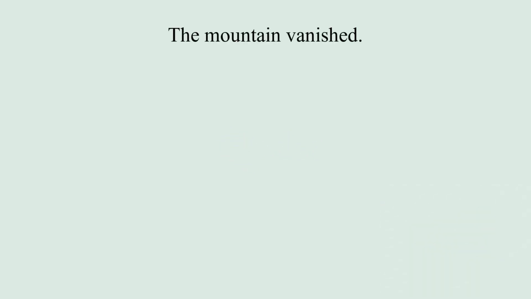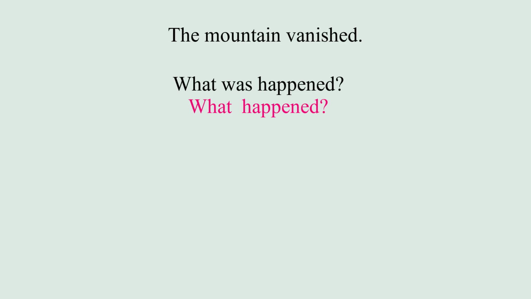Number 1. The mountain vanished. Is it correct? Yes, it is correct because vanish is an ergative verb. What was happened? Do we have another choice? Yes. What happened? The fog appeared. Is it correct? Yes, exactly. Appear is a linking verb and linking verbs are ergative. For more information, you can watch my previous video about linking verbs.